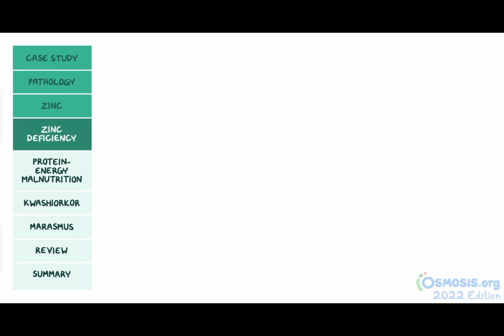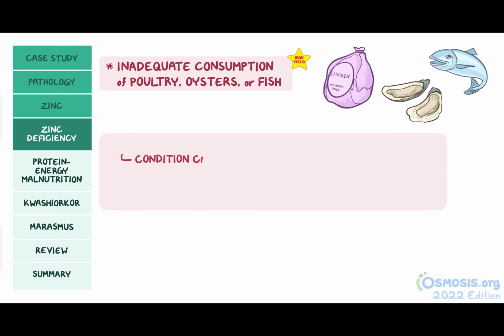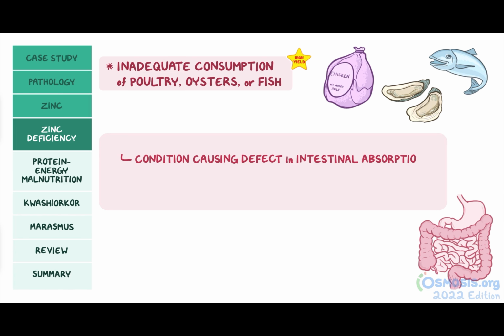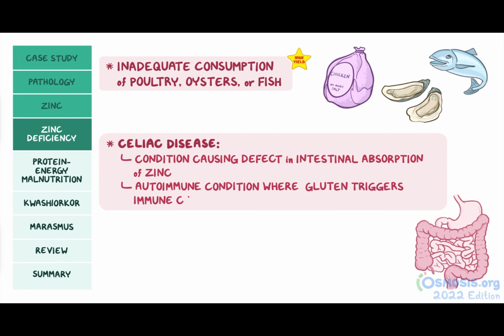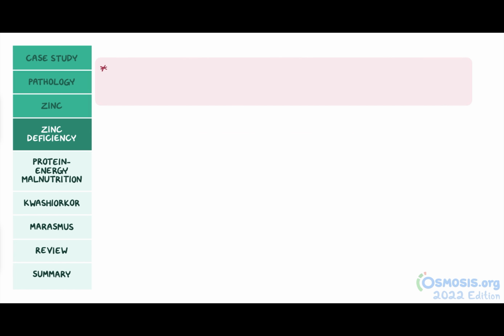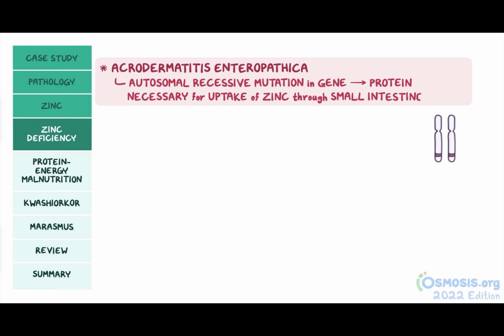Now, in a test question about zinc deficiency, look for clues like inadequate consumption of poultry, oysters, or fish, or a condition causing a defect in the intestinal absorption of zinc. An example is celiac disease, which is an autoimmune condition where the gluten in food triggers the body's immune cells to attack and damage the intestinal mucosa. Another high-yield cause is acrodermatitis enteropathica, which results from an autosomal recessive mutation in the gene coding for a protein that's necessary for the uptake of zinc through the small intestine mucosa.